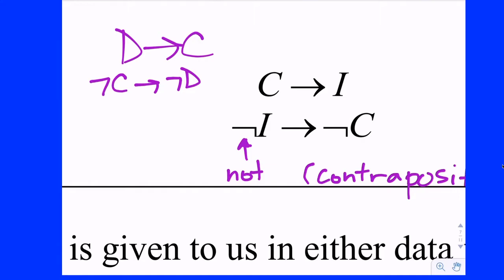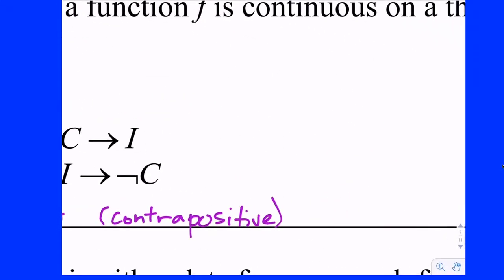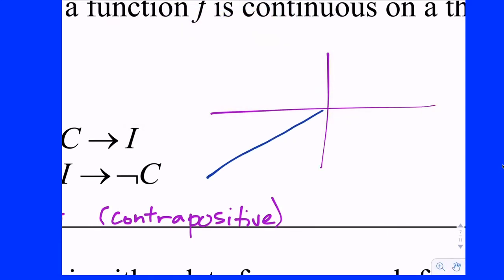Now notice what the theorem does not say. It doesn't say if it's not continuous, it's not integrable. There are sometimes where we can have a function that's not continuous. For instance, if I have a graph like this, and there's a hole right there, and I want to integrate from A to B, that would end up being the area of the region, right? This function is not continuous. Does that mean it's not integrable? No. As it turns out, it is integrable still.